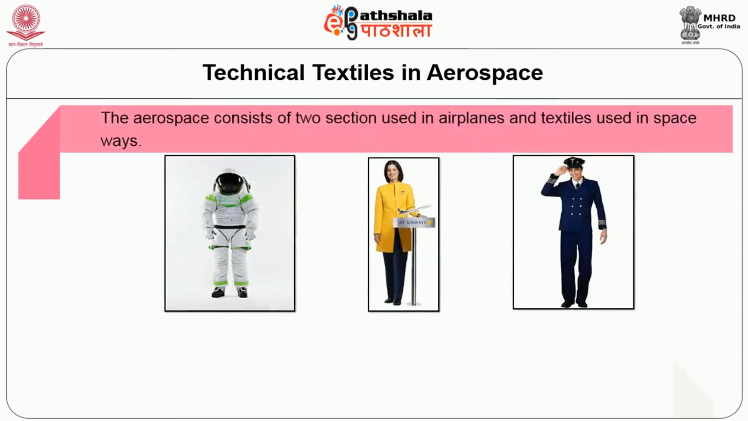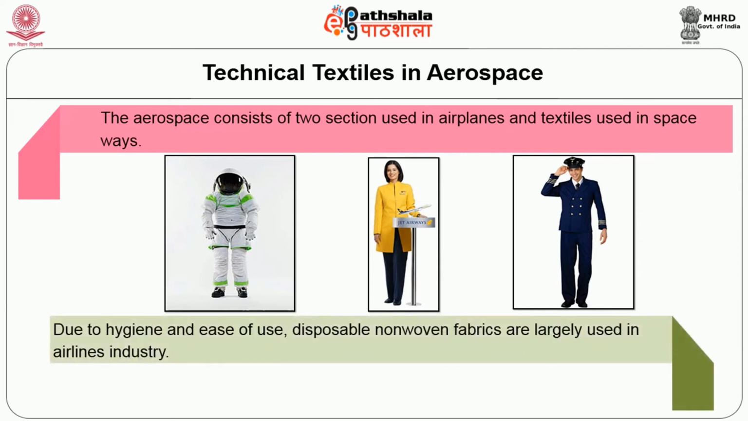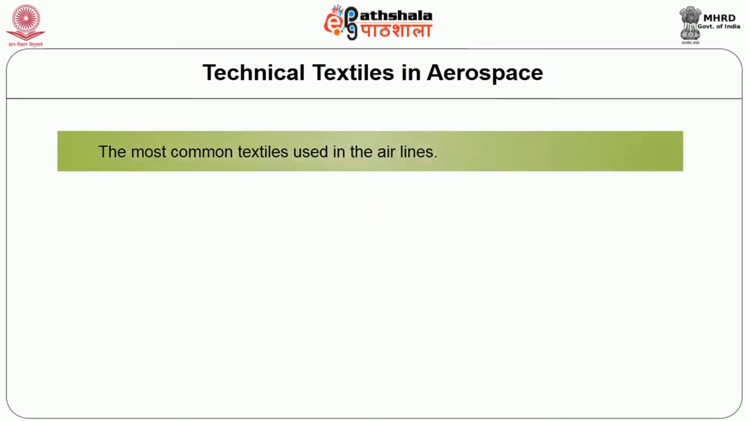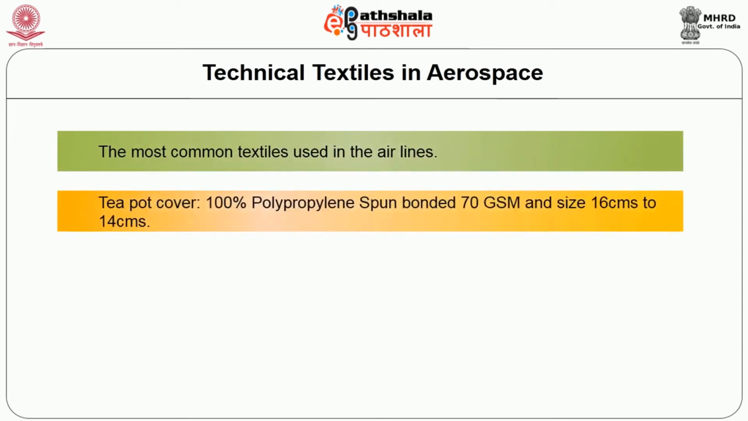Now we shall see the technical textiles in aerospace. The aerospace consists of two sections: textiles used in aeroplanes and textiles used in spaceways. Due to hygiene and ease of use, disposable non-woven fabrics are largely used in the airline industry. The most common textiles used in airlines: teapot covers, which are made of 100% polyester spun bond with a GSM of 70 and size 16 by 14 centimeters.